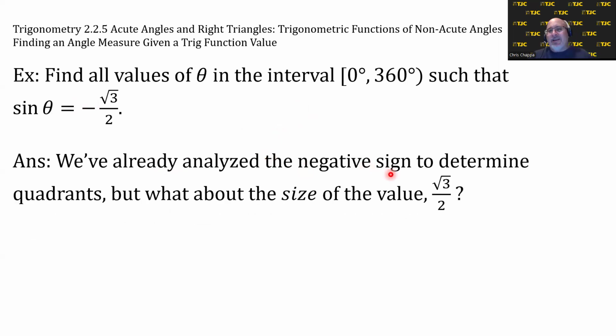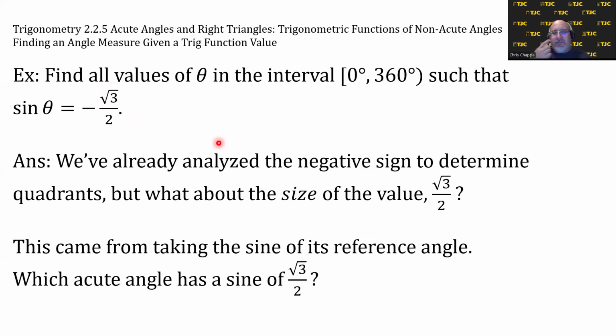Now, we've already analyzed the negative sign to determine the quadrants, but what about the size of the value, its absolute value, the square root of 3 over 2? Well, this came from taking the sine of theta's reference angle. So which acute angle has a sine of square root of 3 over 2? In other words, sine of what is equal to the square root of 3 over 2?